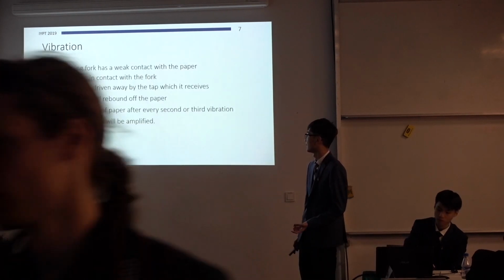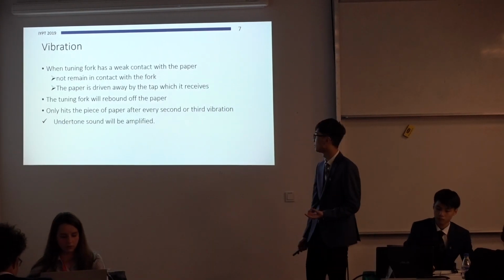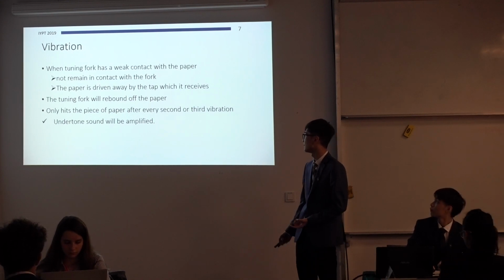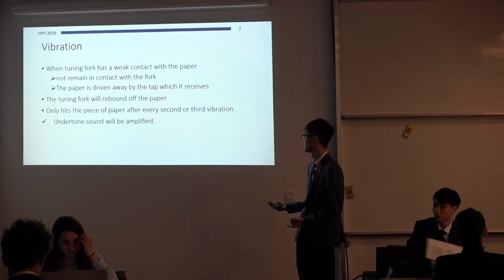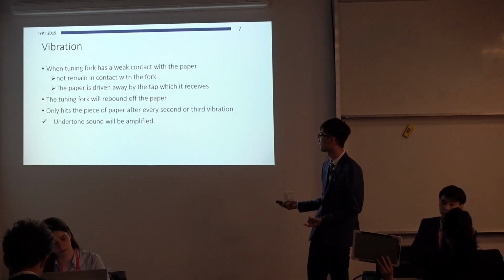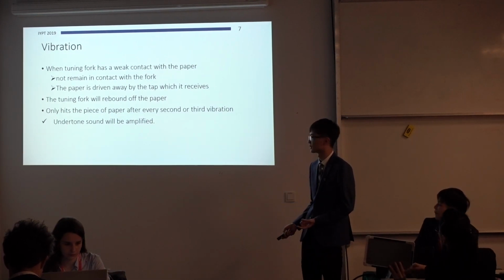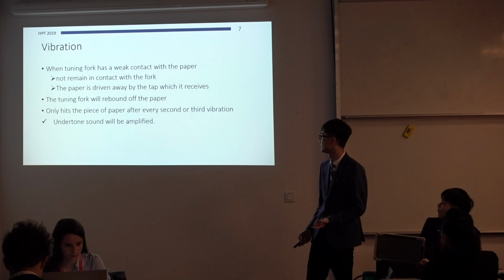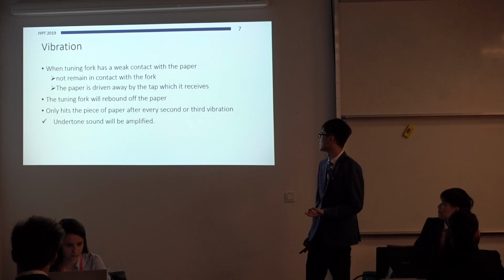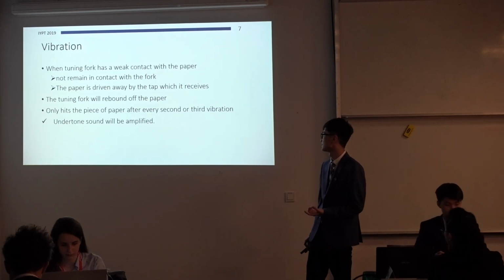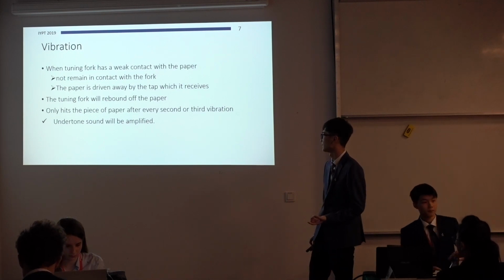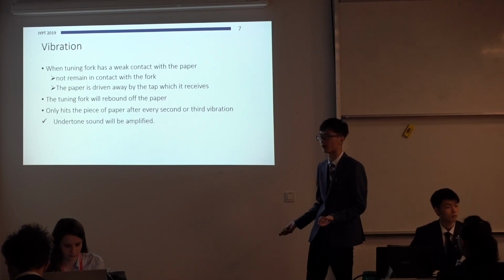So in this case, when the tuning fork has a weak contact with the paper, the paper will not remain in contact with the fork, and the paper is driven away by the tap which it receives, and the tuning fork will rebound off the paper because it has a weak contact with it. And so the tuning fork only hits the piece of paper after every second vibration. That's why the undertone sound will be amplified.